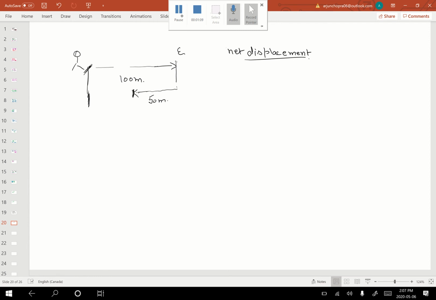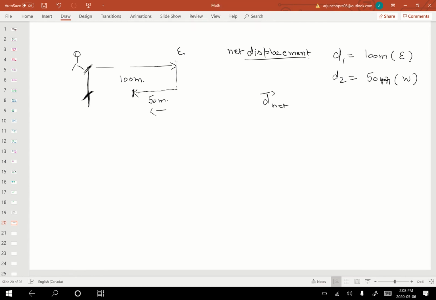So starting from here, his final position is somewhere here. Now what is his net displacement with respect to this location? He moved 100 meters in the forward direction, so d1 is equal to 100 meters, which is in the east direction, and then he moved in the opposite direction, so d2 will be equal to 50 meters in the opposite direction, which is the west direction. And I wanted to find d net. Just by looking at the diagram, you can say that he is at a distance of 50 meters from the original point. So this is 50 meters, and in which direction? In the east direction.